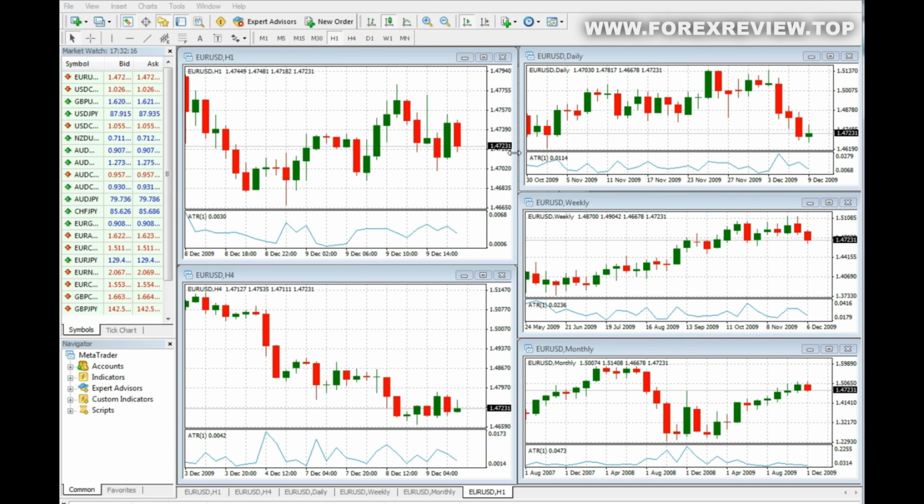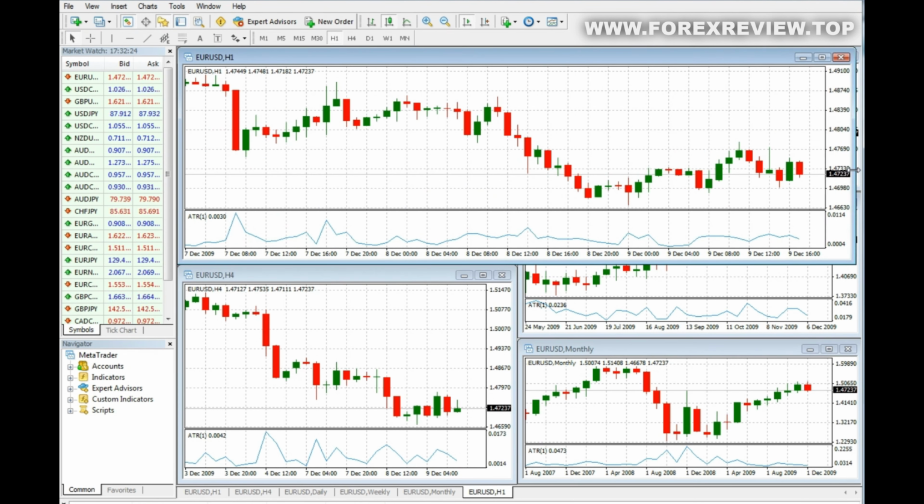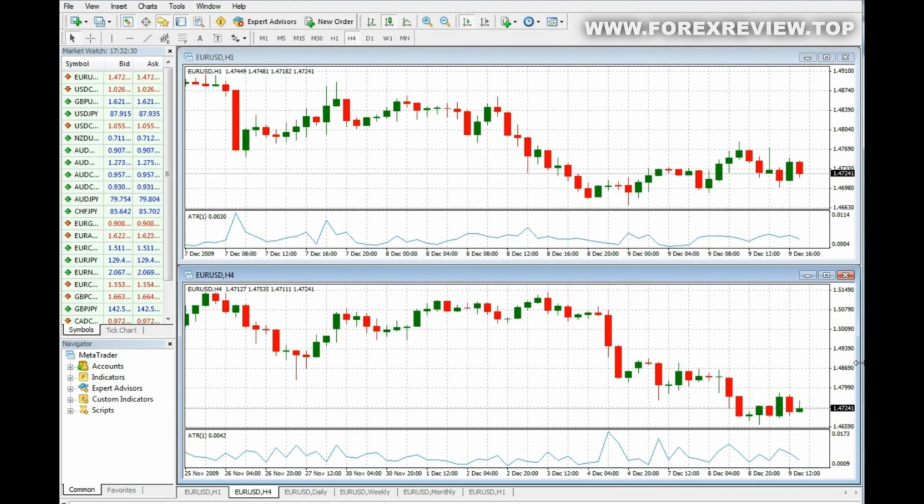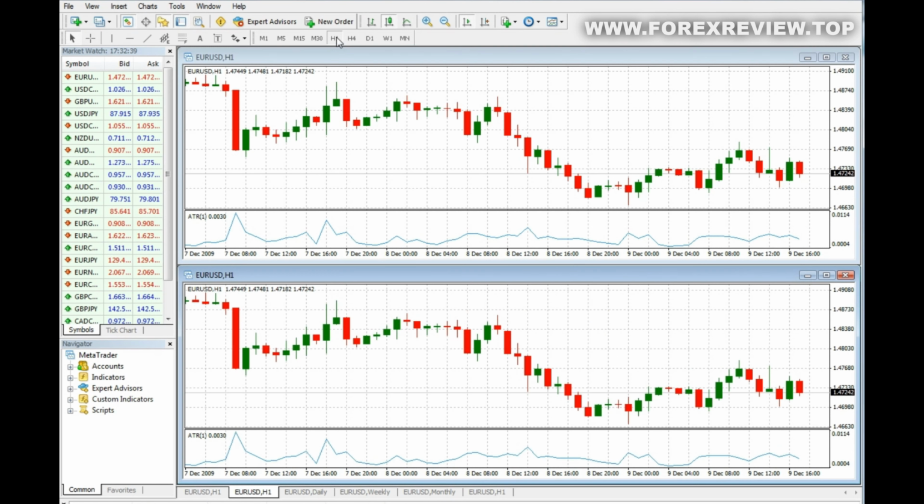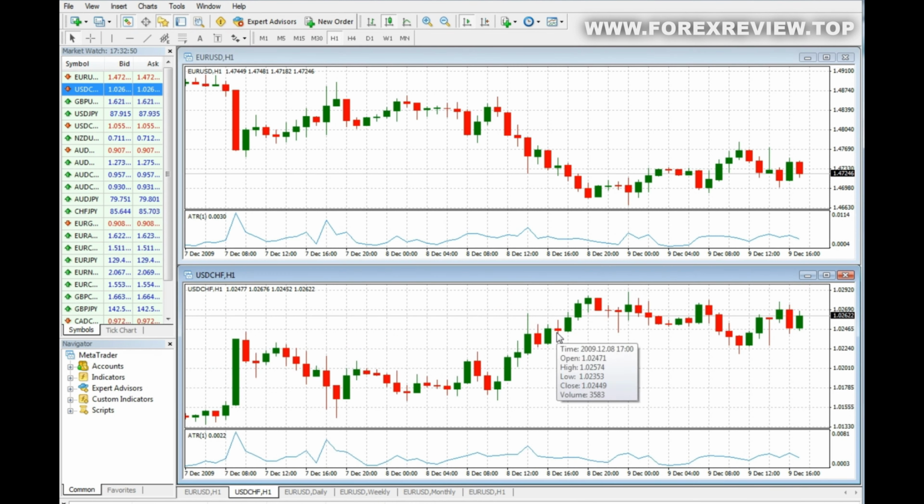So what I want you to do is let's stretch this out this way. Okay, and also go down here and grab this one, and let's grab that chart and stretch it out this way. Now, the next thing I want you to do is to take this chart here and transform it into a 1 hour. And the very next thing is to take the bottom chart and transform it into a US dollar Swiss franc chart.